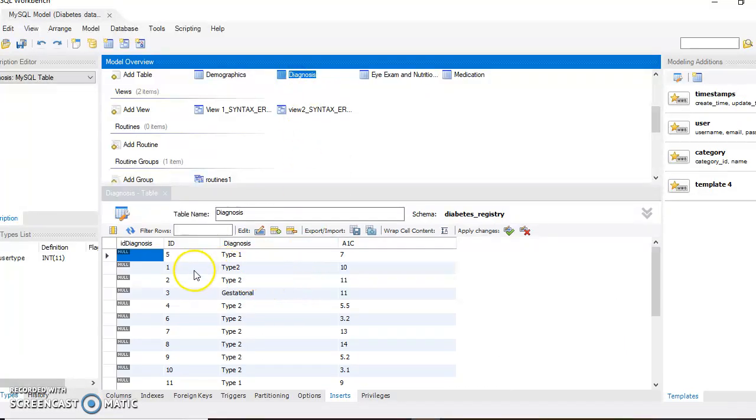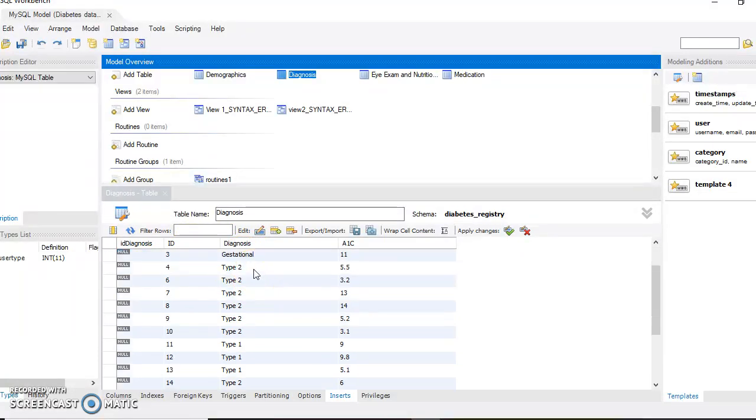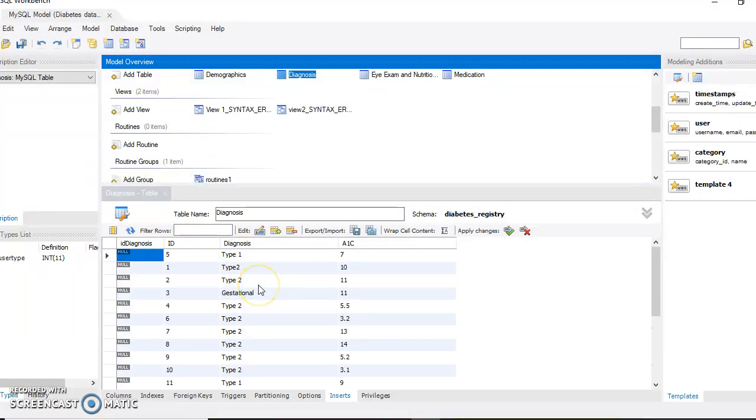Here we have information that's on the diagnosis table. Again, you'll notice that in this table, certain identifiers like name and date of birth are suppressed. So we only see that common patient identifier. We have their diagnosis. We're following type 1 diabetes, type 2 diabetes, and gestational diabetes. We also have their A1C levels.